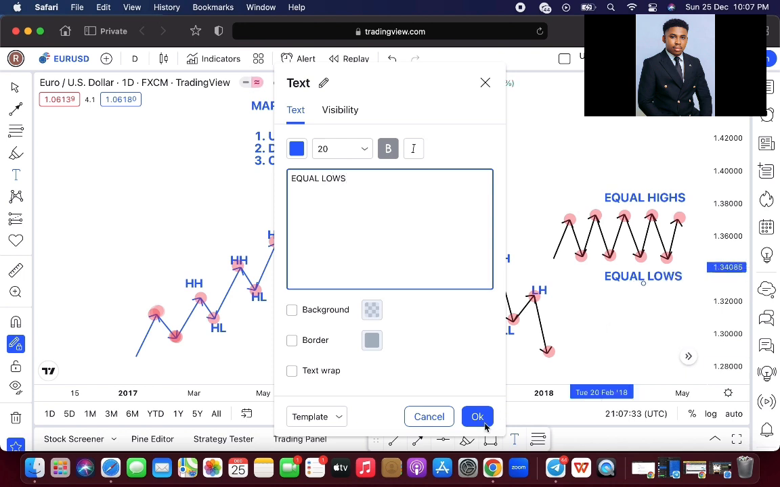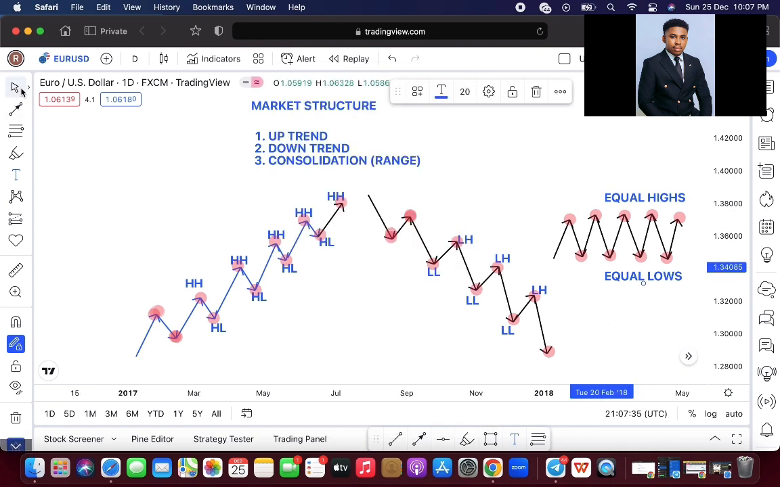Okay, so that's what a consolidation looks like. It's equal highs and equal lows, and I'm going to show you guys everything I've explained here on a real life chart. So you can see that this market structure is an uptrend, this is a downtrend, and this is a consolidation.